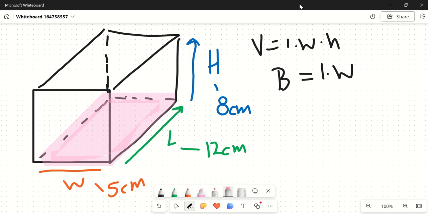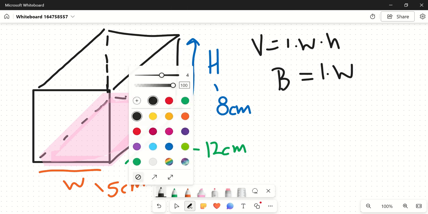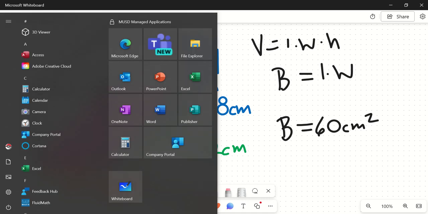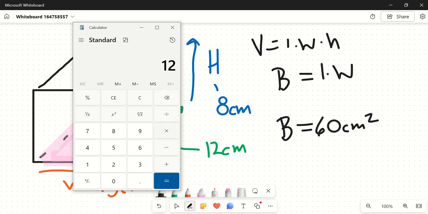All right, ladies and gentlemen, you guys have had plenty of time for the base. What is the base of this rectangular prism? Olivia. 60 centimeters squared. Okay, 60 centimeters squared. Remember, it's length times width. So let's get a calculator and find out. So that was 5 times 12, or 12 times 5. So the base of this is 60.